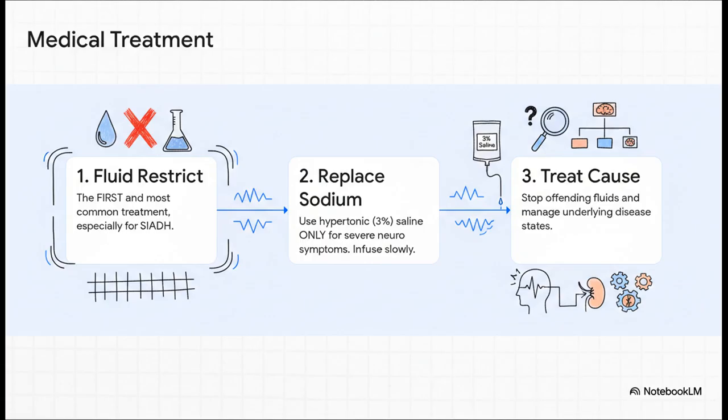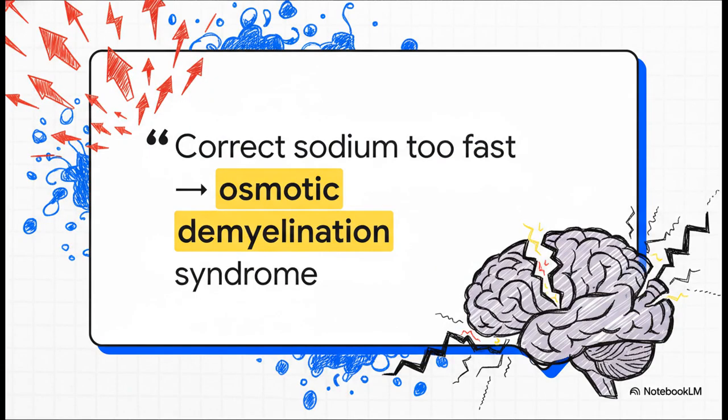Now, if the patient has those severe neurosymptoms we just talked about, like they're having a seizure, that's when we might escalate to step 2, very carefully giving hypertonic 3% saline. And of course, we always have to treat whatever caused this mess in the first place. Okay, I need you to really focus here for a second. This is one of the biggest safety traps on the entire NCLEX.